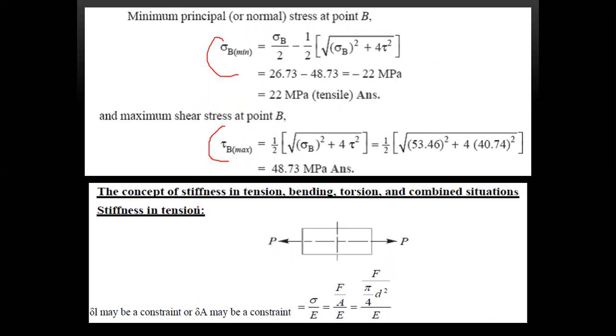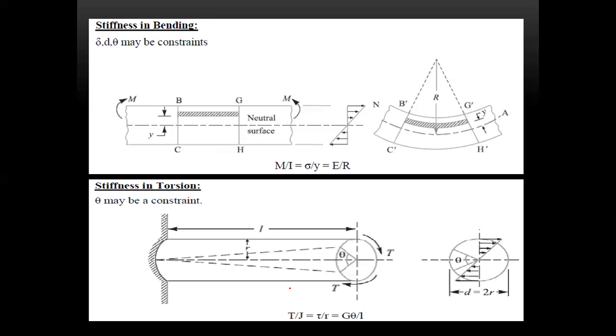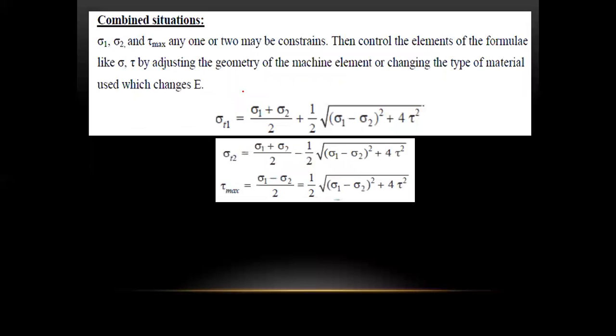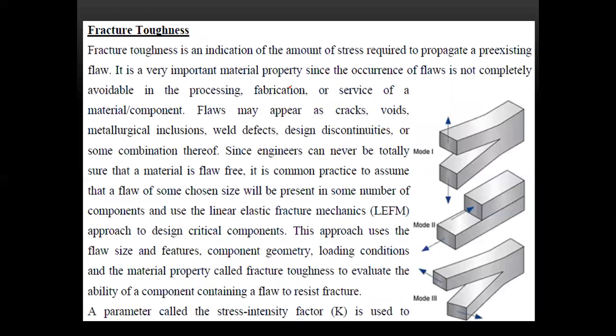Next concept is the concept of stiffness in tension, bending, torsion, and combined situations. Stiffness in tension: this is an object, and the force is acting on this side. So the change in the length and the change in the area, these are the values. Stiffness in bending, stiffness in torsion, this is a formula. These things are already defined in engineering mechanics. Combined situations, these are the formulas.